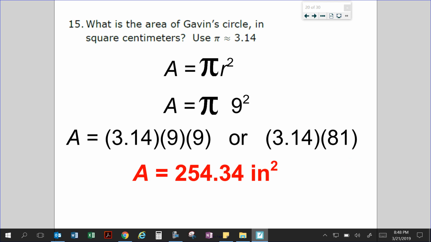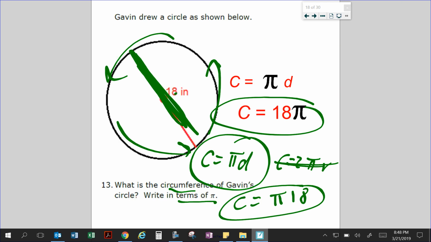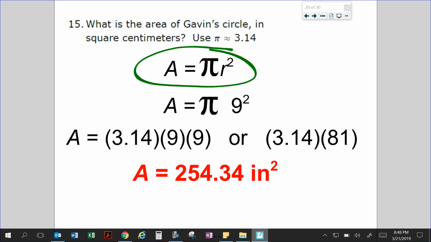What is the area of Gavin's circle in square centimeters? So the formula is A equals pi r squared. What is the radius? What's the relationship of radius and diameter? It is half. So the radius is 9. I'm going to replace the radius with 9. How would you say 9 squared as repeated multiplication? 9 times 9, or 81.